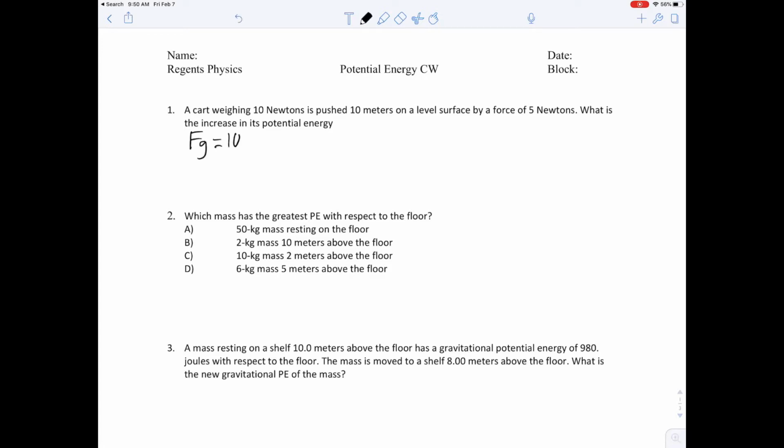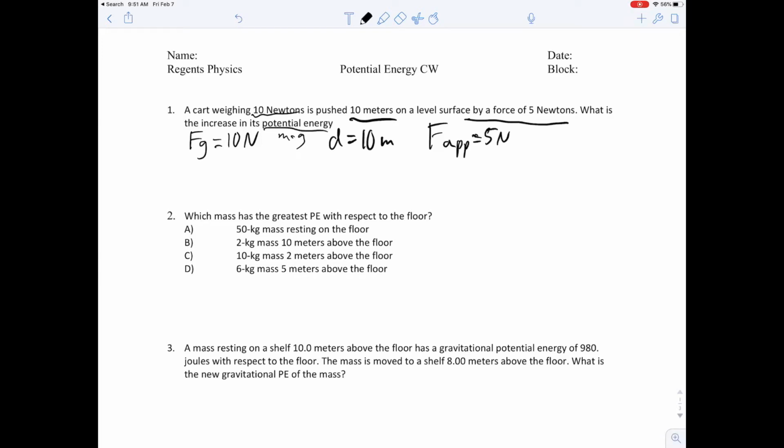We've got a cart weighing 10 newtons, so I already did the work for you. That's mass times gravity. If I wanted to, I could find the mass of the cart, but I don't think that's needed. So it's 10 newtons. Distance is 10 meters, and the force applied is 5 newtons. So that's the big difference here.